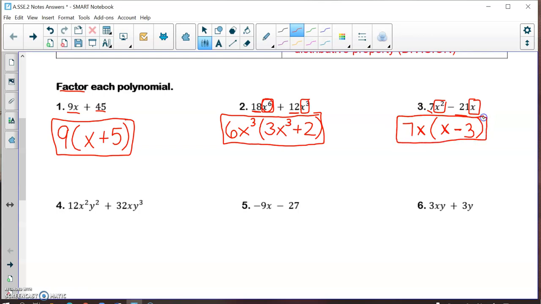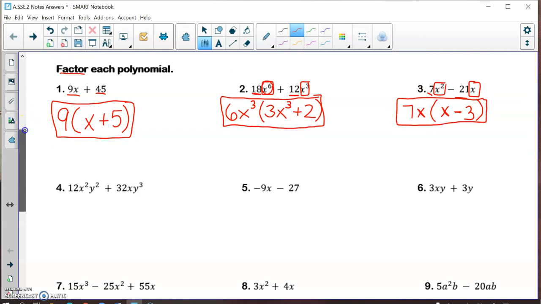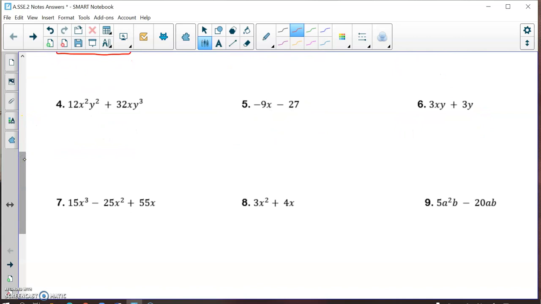This is fully factored. Number 4, out of a 12 and a 32, the largest number both of these are divisible by is 4.